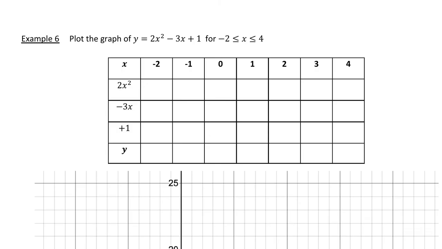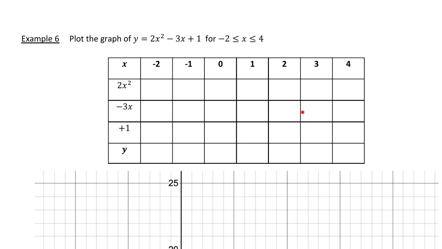This example says we are to plot the graph of y is equal to 2x squared minus 3x plus 1, and that's for -2 is less than or equal to x is less than or equal to 4. Now have a look at what they've done here. They have broken this up to help us, and this would be quite common in an exam for them to set this out for you to fill in.